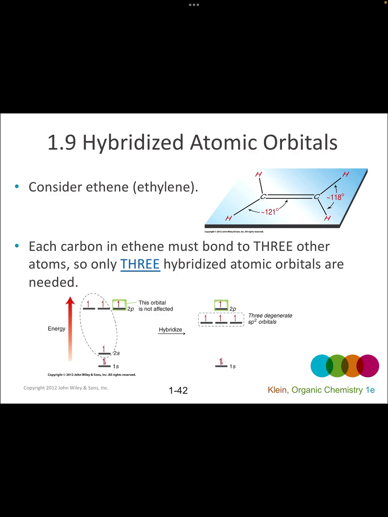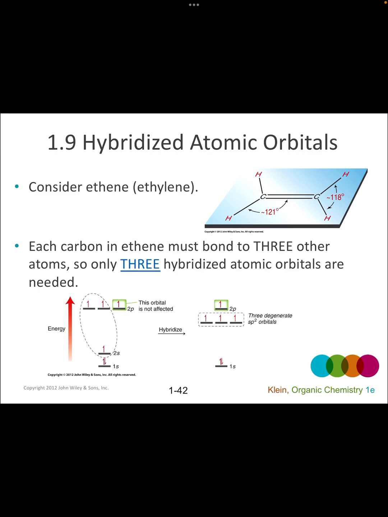Each carbon has a bond to three atoms, two hydrogens and one carbon. So it only needs three hybridized atomic orbitals, and to do so, the carbon only has to hybridize the s orbital and two of the p orbitals. And why can't you just use the three p orbitals, you might ask? Well, because you have to use the s orbital first, because s is lower in energy. Lower energy orbitals get used up first. So the 2s and two of the 2p's.